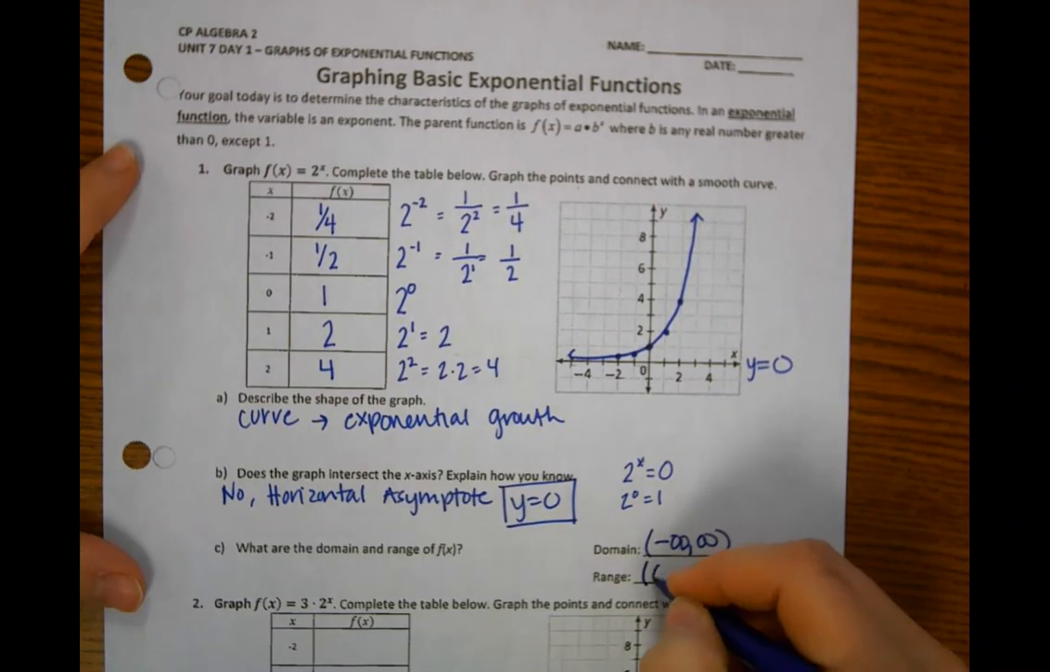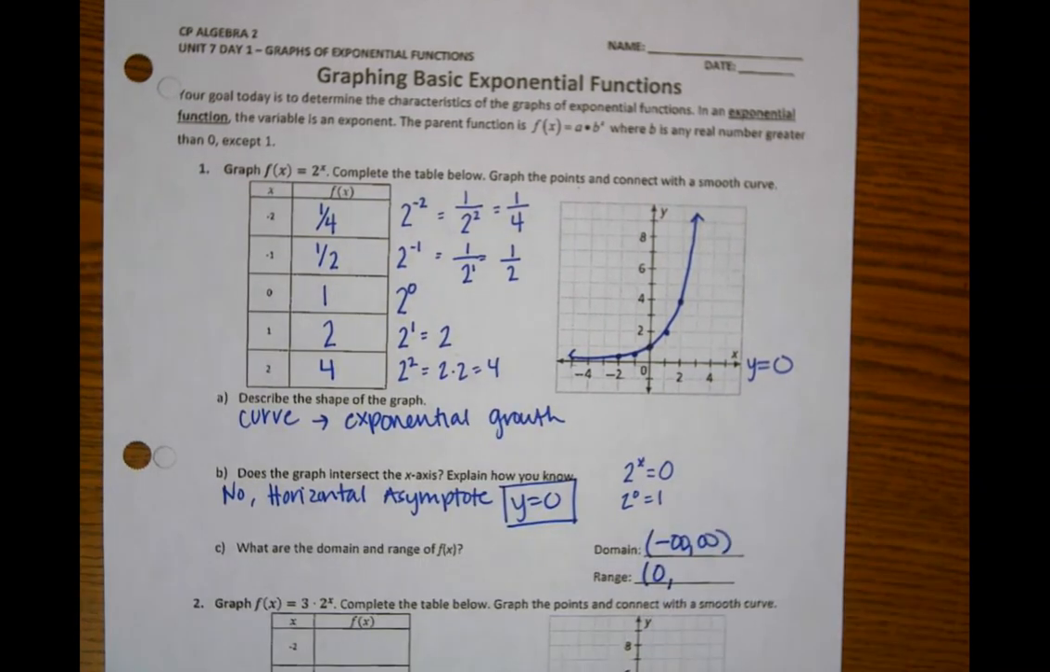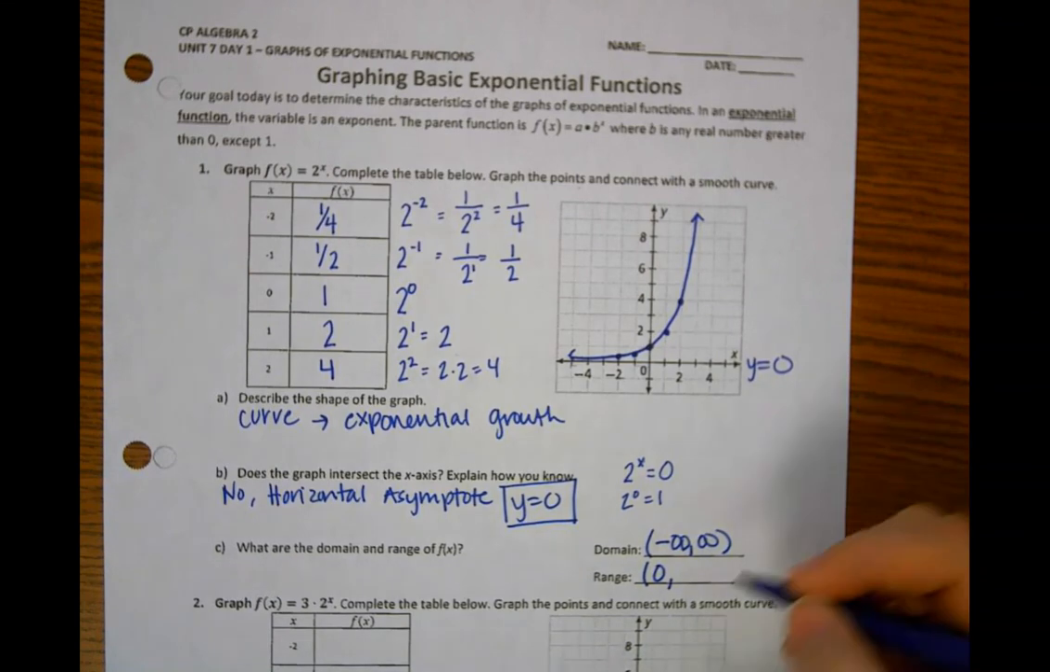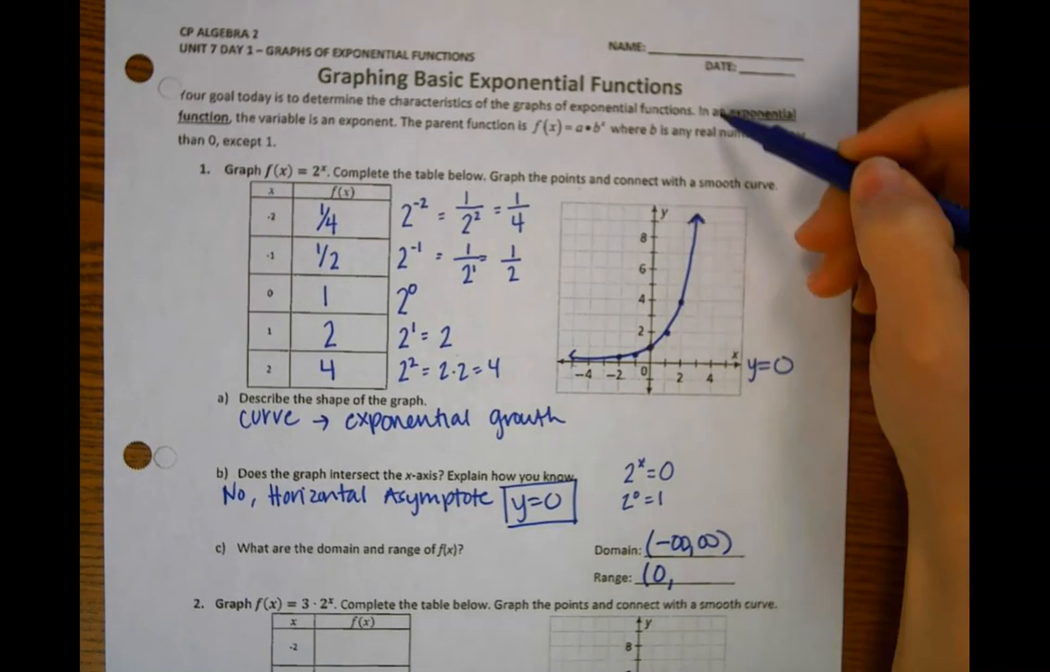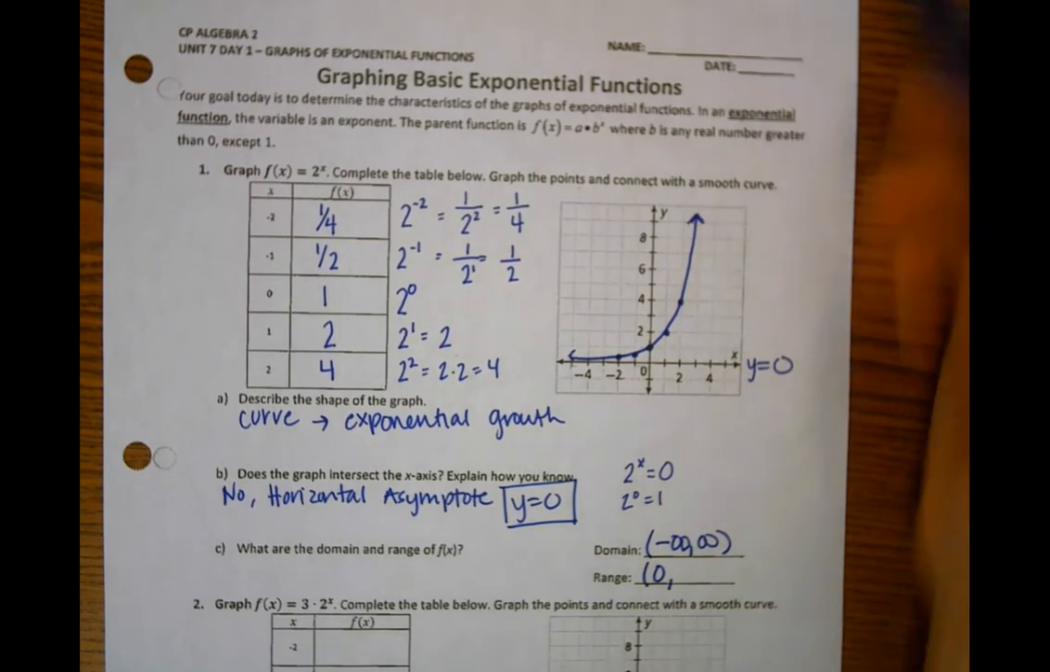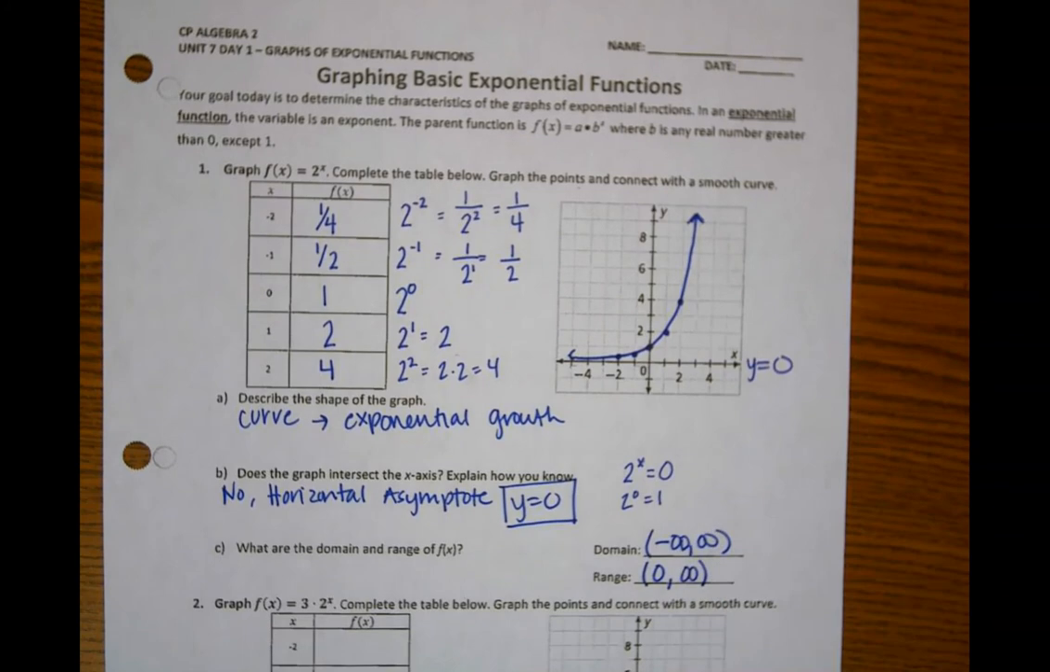So our range is going to be 0 with a parentheses. Remember, we used to use parentheses or brackets, but here we're going to have a parentheses, and then it's going to go up forever going this way. So it's going to use all of our positive y values, meaning it's going towards infinity.